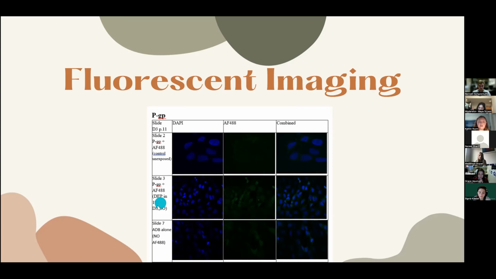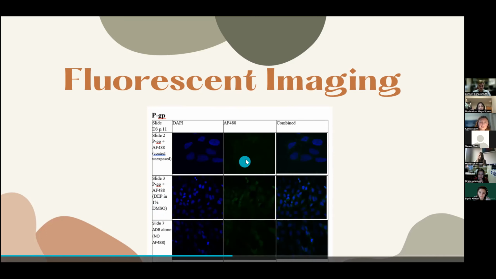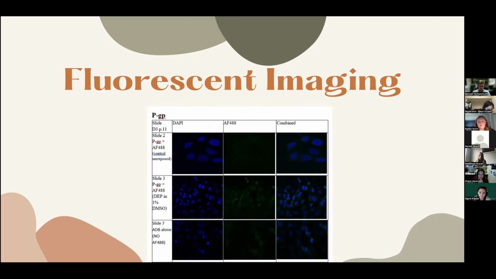And in this second one, you can see it is DEP in 1% DMSO. If you look at this middle row, you'll see there's very little green in the top and bottom rows, but there is more green in the center. The green is P-glycoprotein. So you'll see P-glycoprotein is brighter when exposed to DEP, which means that the cells are producing more. They're producing more protein when exposed to DEP.